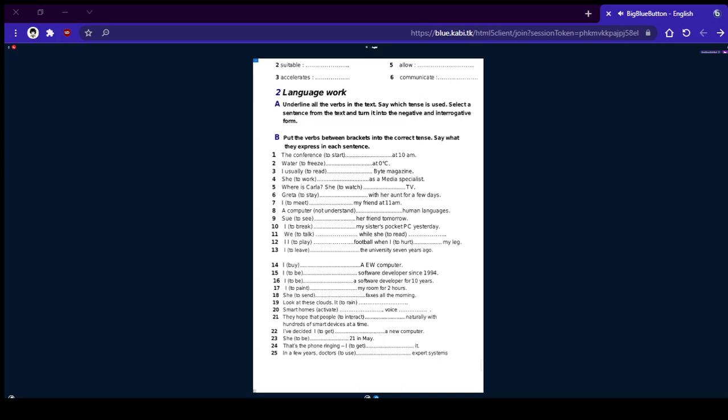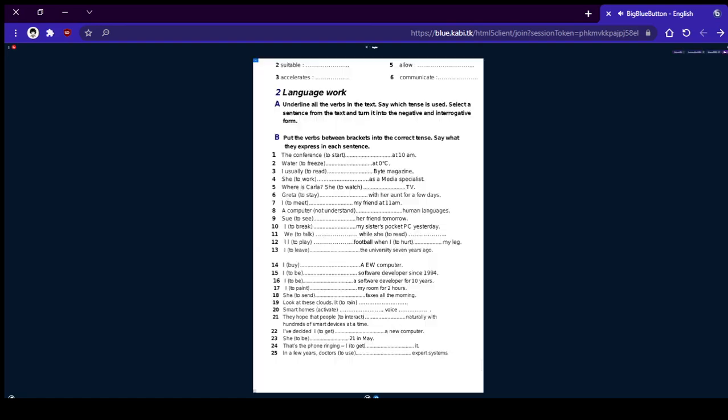All right, the next one, number 8, doesn't understand, because it's a fact. In order to communicate with your computer, you need codes and all those commands. So it doesn't understand. The next one, Sue, to see her friend tomorrow. We can say will see her friend tomorrow, or is going to see her friend tomorrow.